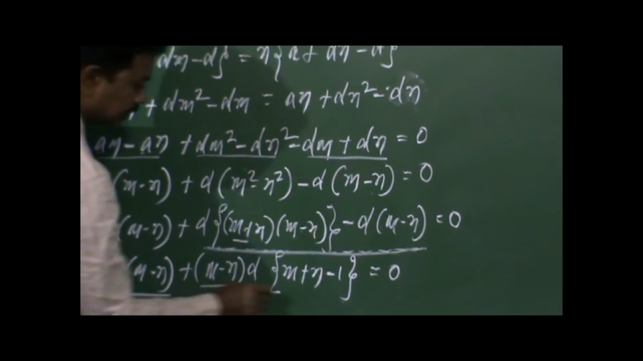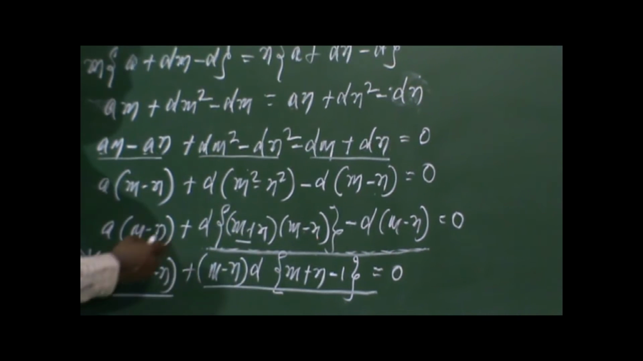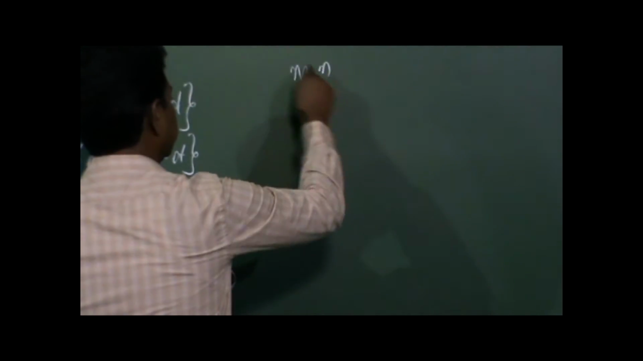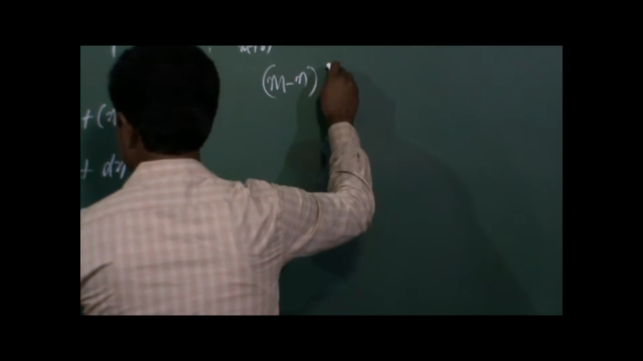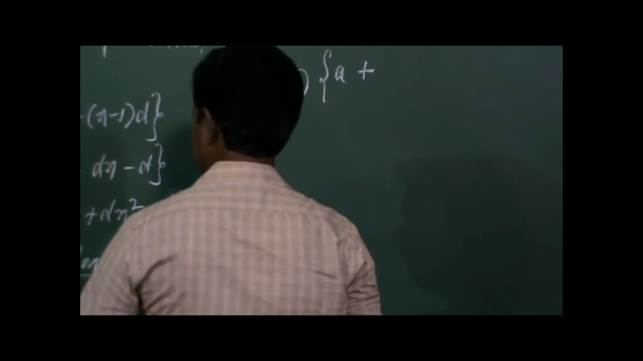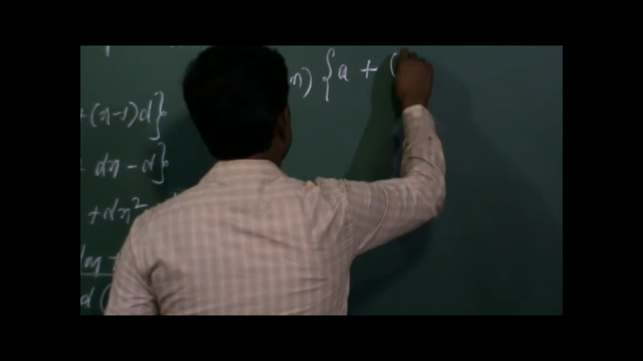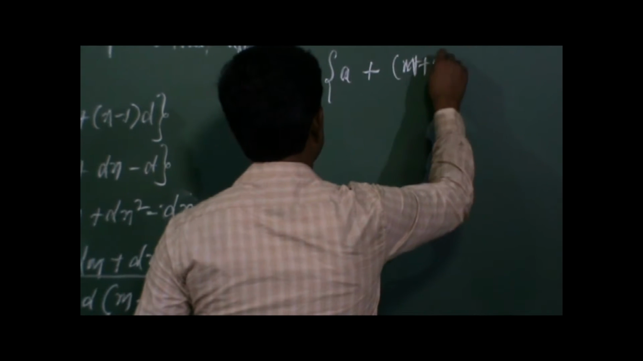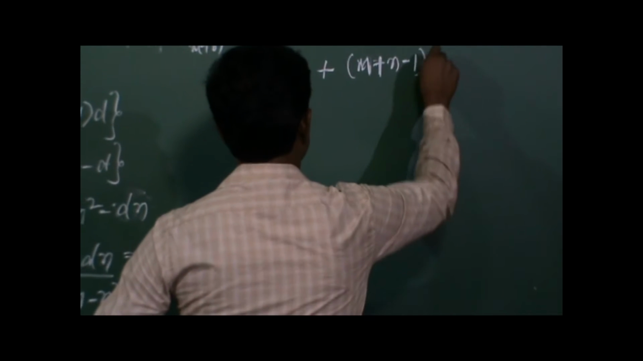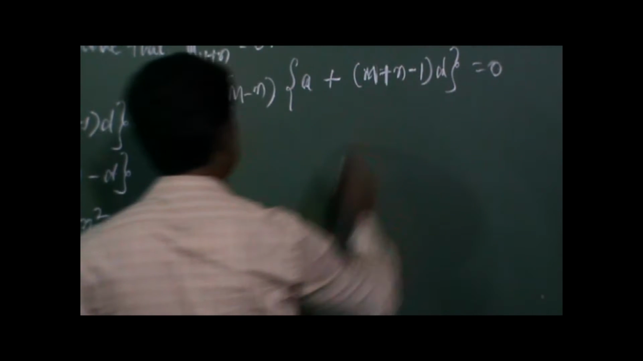Now we are left over with another two terms. This is one of the terms, and this is entirely another term. Again in these two terms we have M minus N as common. So we can take M minus N as common there. So M minus N, and remaining is here A remains, A plus, when you take out M minus N from here, so you are left over with M plus N minus 1, and D is left out, which is equal to 0.